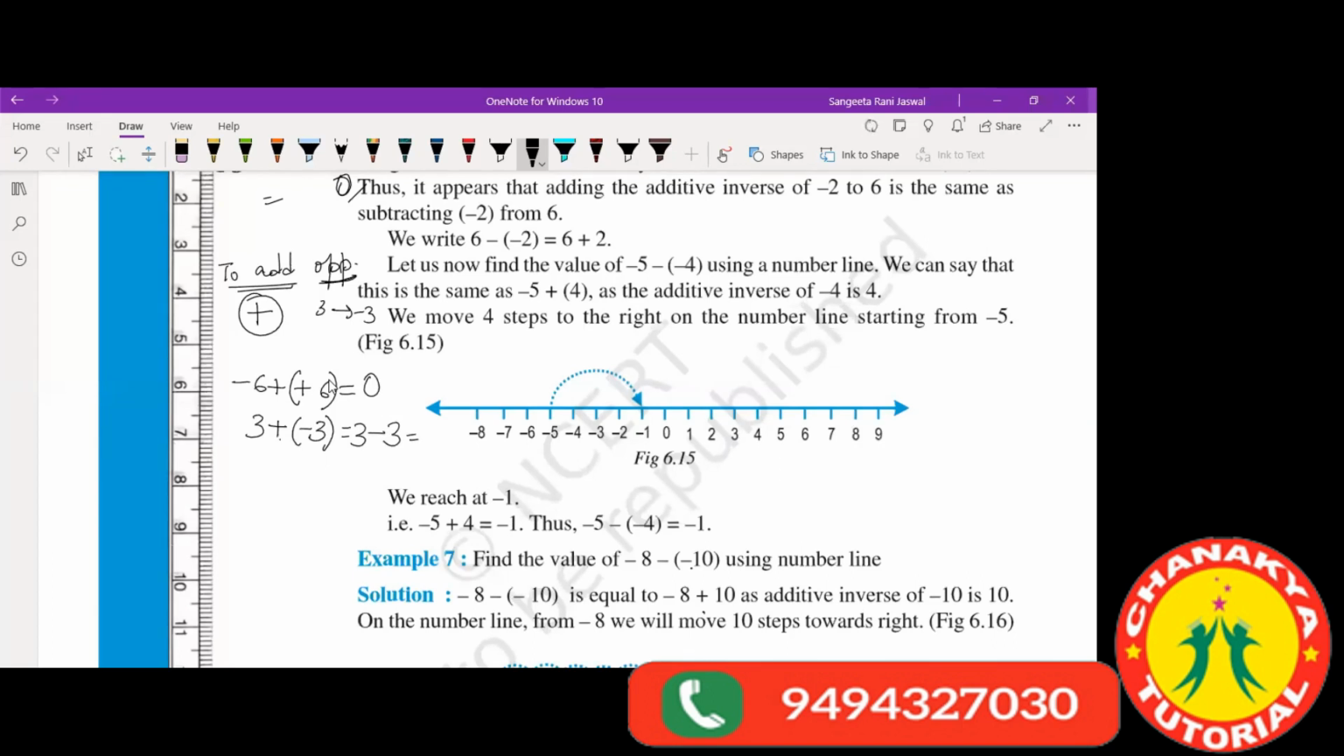So 3 minus 3 is what? What is 3 minus 3? Ma'am, 0. Okay, you get it? Okay, now next turn is Neha's.